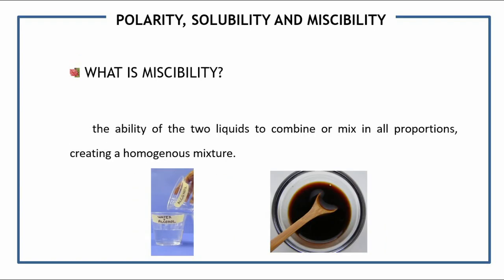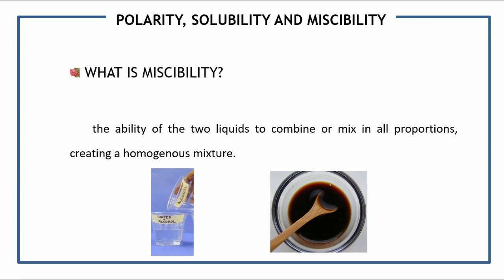Next, we have miscibility. It is the ability of two liquids to combine or mix in all portions, creating a homogeneous mixture. So, miscibility is basically dalawang liquids lang na pinaghalo to form a homogeneous mixture. So, paano natin malalaman kung homogeneous ang isang mixture? Masasabi natin na homogeneous ito kapag hindi mo na malalaman kung alin si liquid A or alin si liquid B kapag hinalo mo na ang dalawang ito.